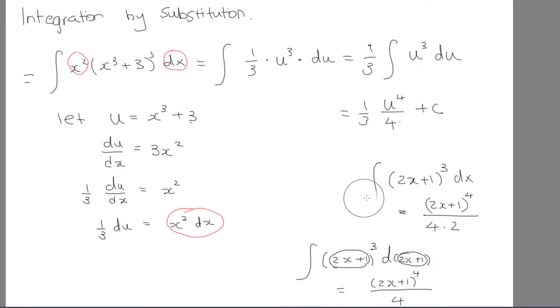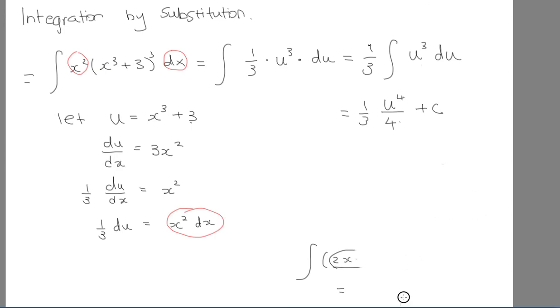I'm gonna rub all of this off. So you can now rewrite the whole thing as 1 on 12, and then this is a u to the power of 4, right? So u is equal to x cubed plus 3, so (x cubed plus 3) to the power of 4, and then there's a plus c there. Okay.